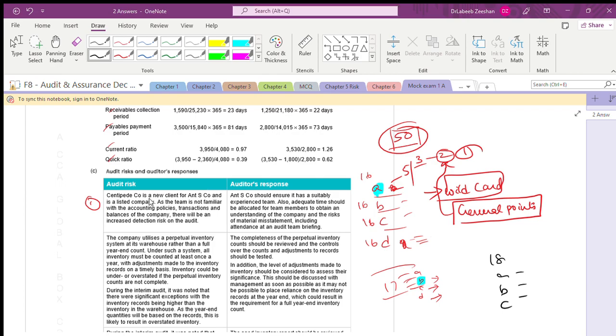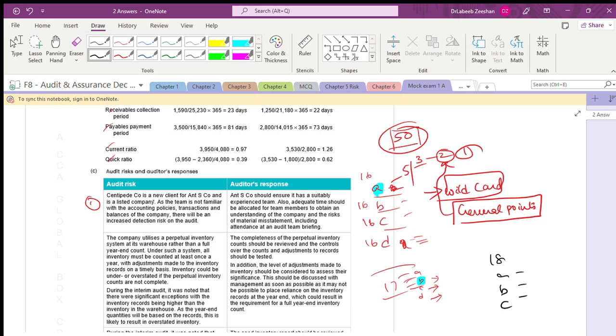When we do these things, Centripede is a new client for ANTS and it is a listed company. As the team is not familiar with the accounting policies and transaction balances of the company, there will be an increased detection risk of the audit.